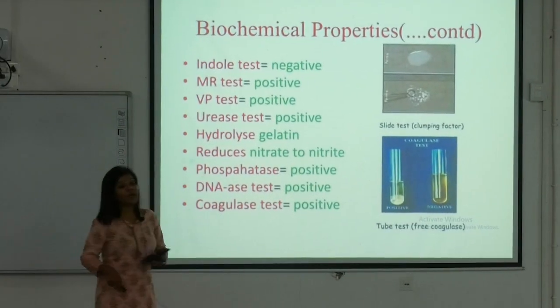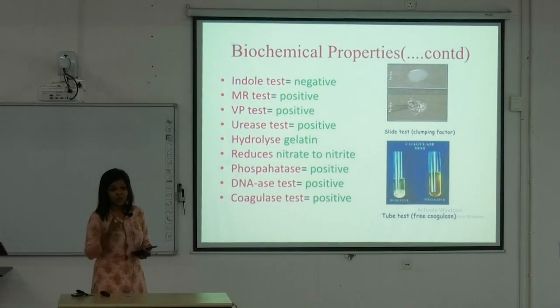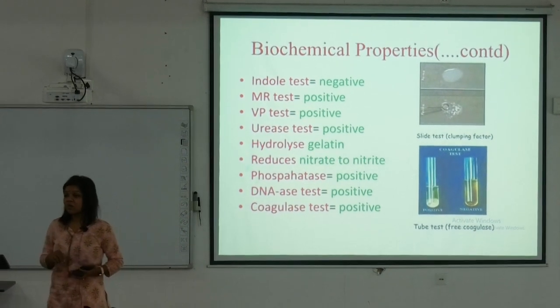So these are the two types of test. Coagulase test I will teach you right now. Remember this thing, there are two types of coagulase. One is slide coagulase test, one is tube coagulase test. Staphylococcus has two kinds of coagulase, both are virulence factors.